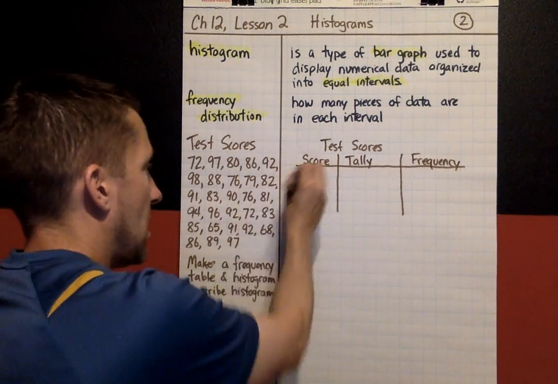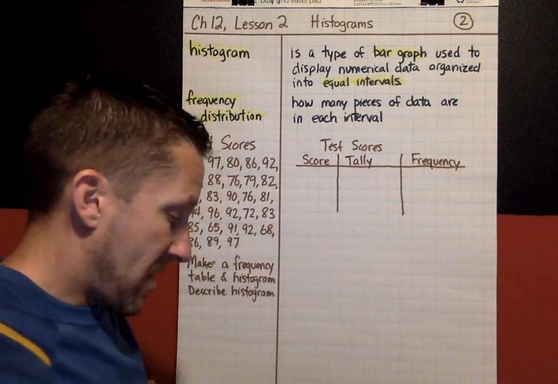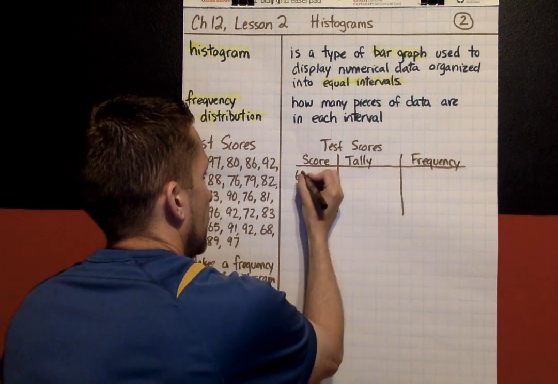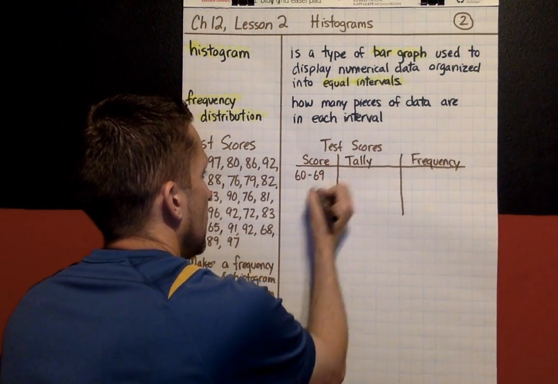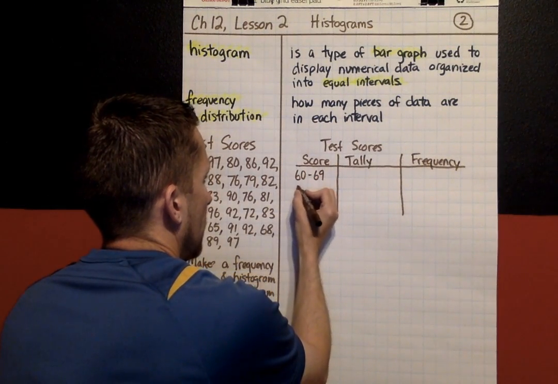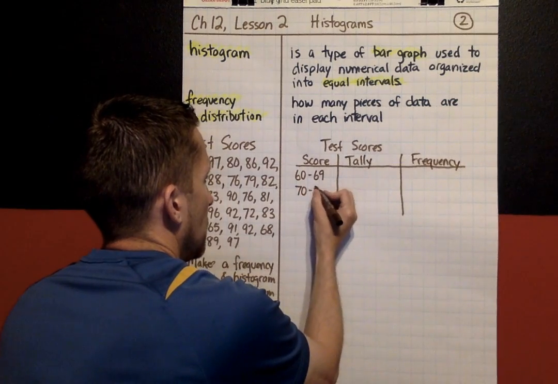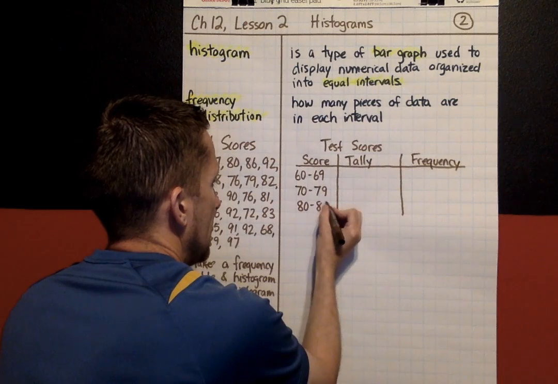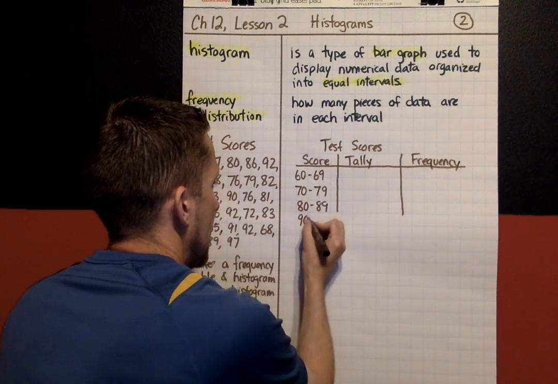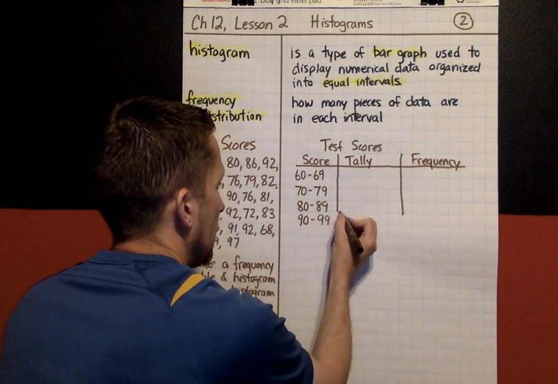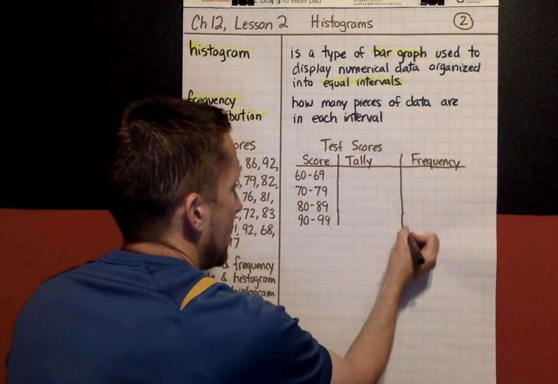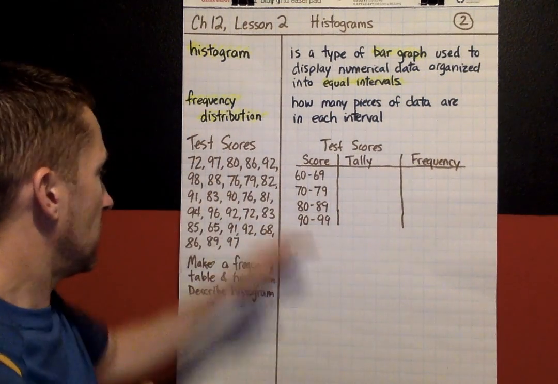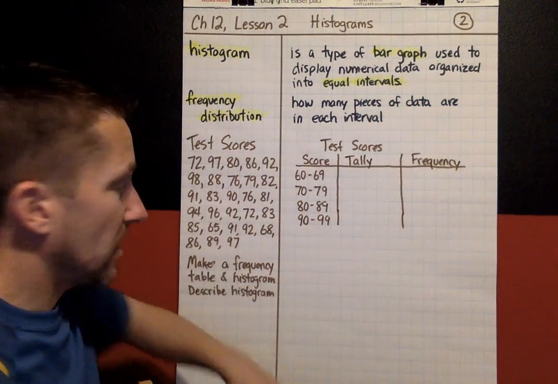So underneath score, I'm going to write down my intervals. I'm going to have 60 to 69, 70 to 79, 80 to 89, and finally 90 to 99. So those are my scores. Remember, I got that from looking at my data.